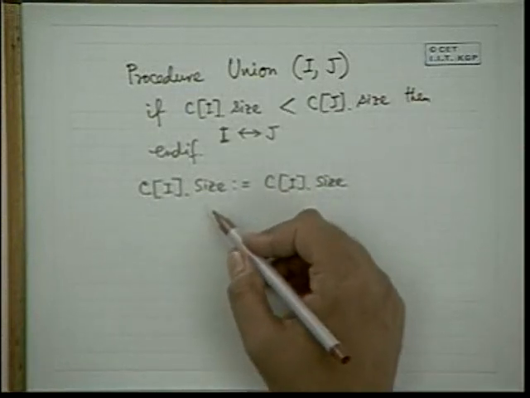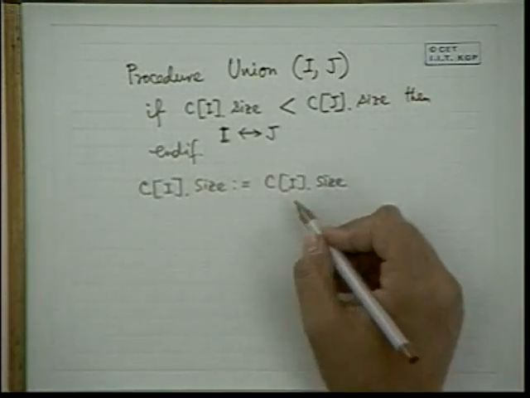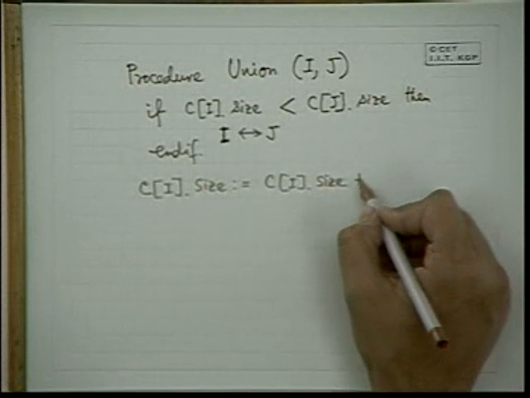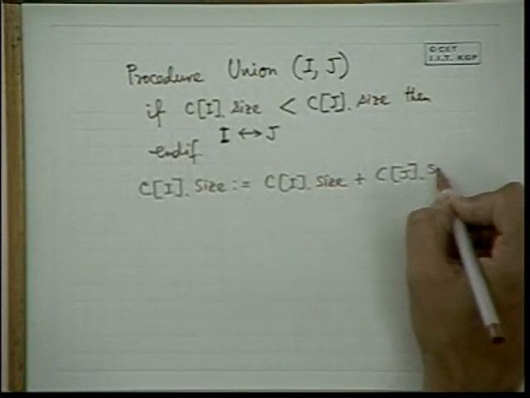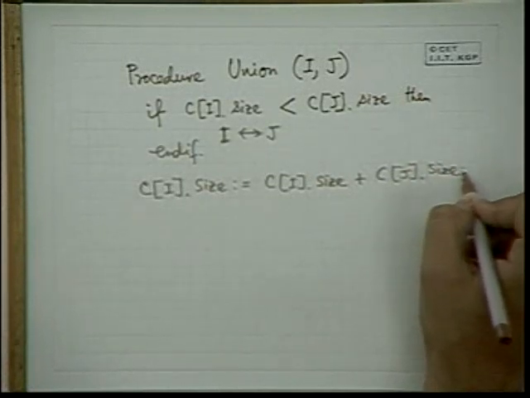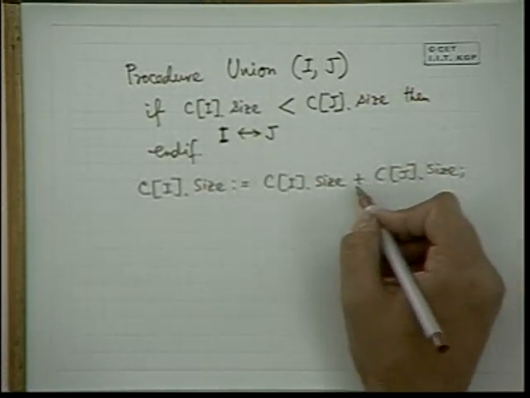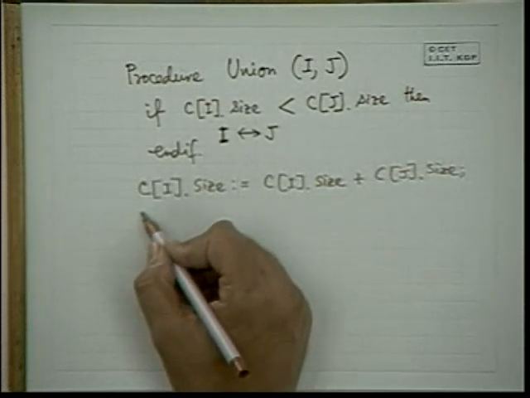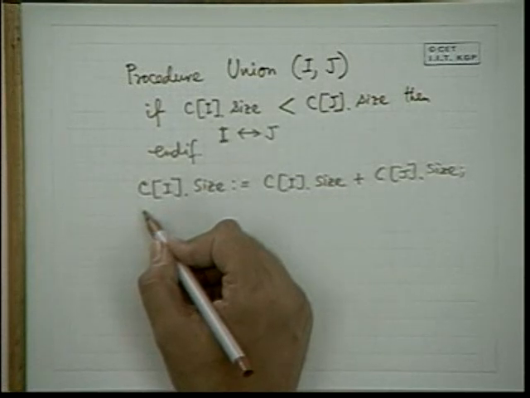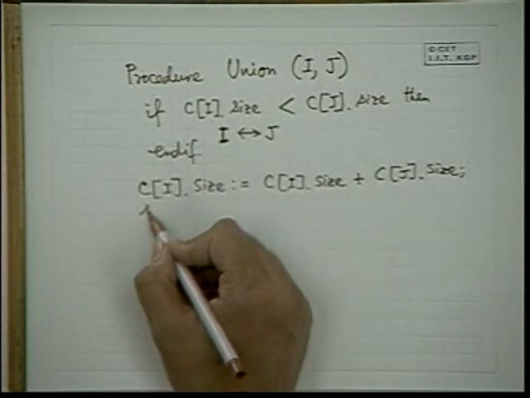So Ci, and the size field has to be changed also. So Ci dot size should be Ci dot size plus Cj dot size. You maintain the size field for later operations. Okay, here now I am going to change the names for all the elements in the set J.